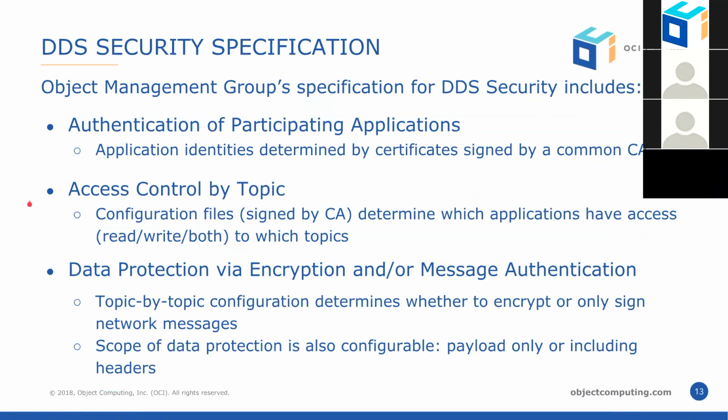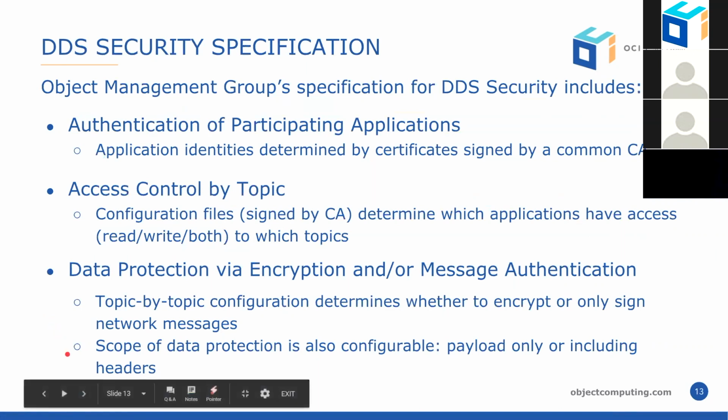And the third major area is the data protection, which happens through encryption and/or message authentication. Again, this can be configured per topic, and it can determine whether to encrypt or to only sign messages as they go on the network. The scope of data protection is also configurable. It can be payload only or include headers. And we'll see details of that when we get to that point.